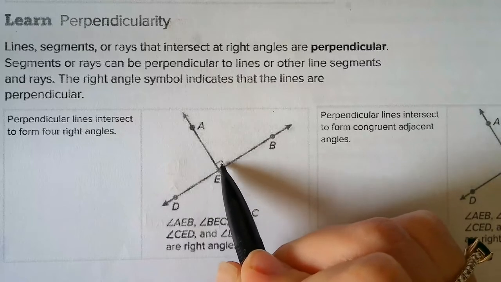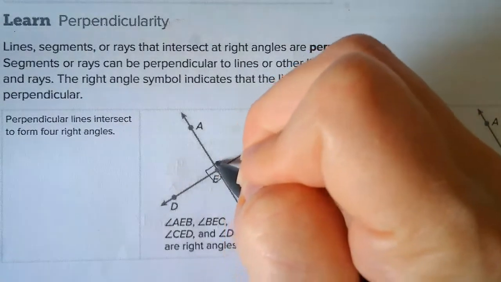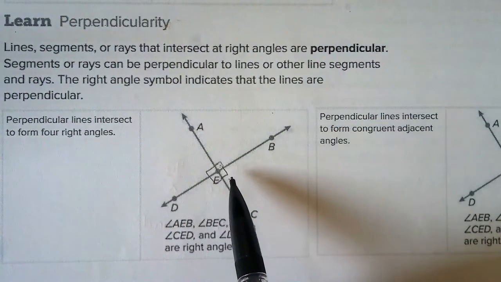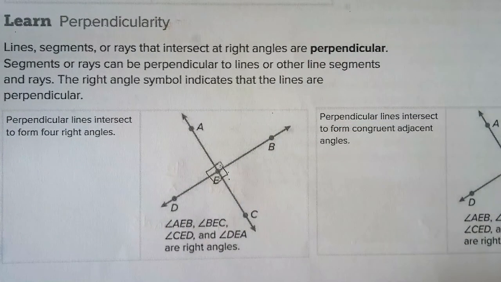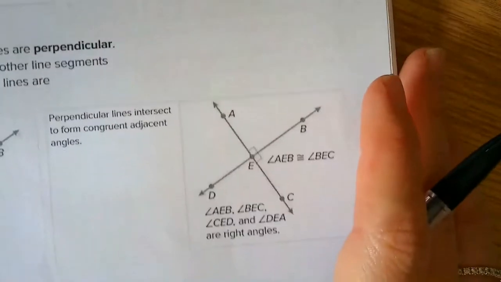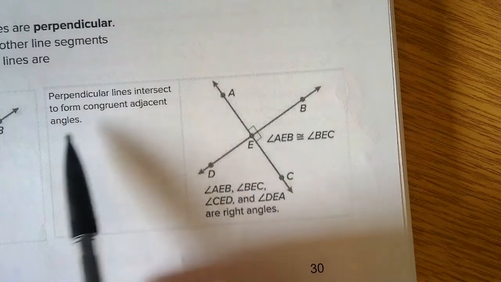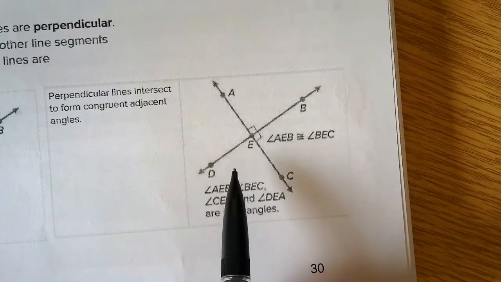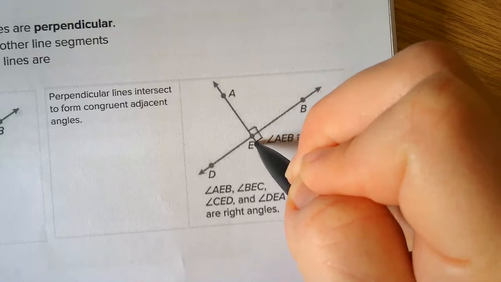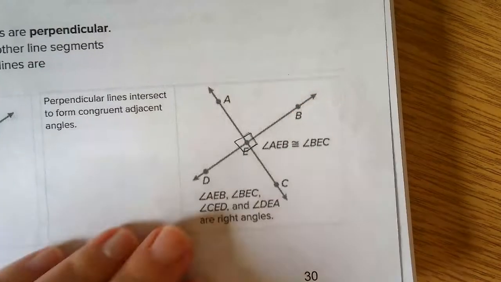They will always put this box in one of the corners, but you can go ahead and draw in all of them because you will know all of those are 90, since vertical angles are equal and linear pairs have to add to 180. The next box is saying perpendicular lines intersect to form congruent adjacent angles. So just like we were getting ready to discuss, if this one is a right angle, then all the ones around there would have to be right angles as well.